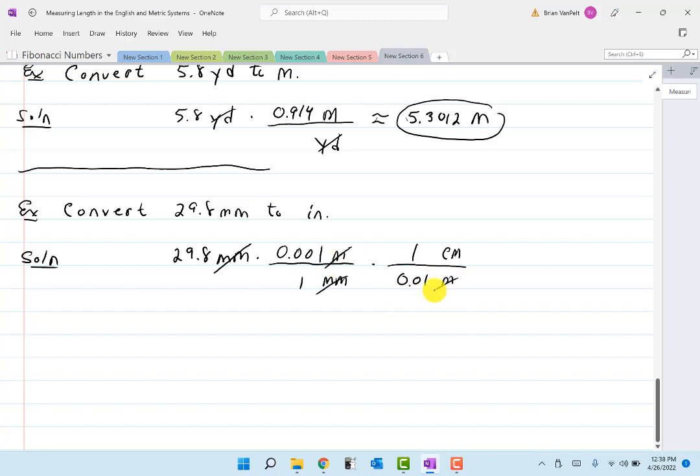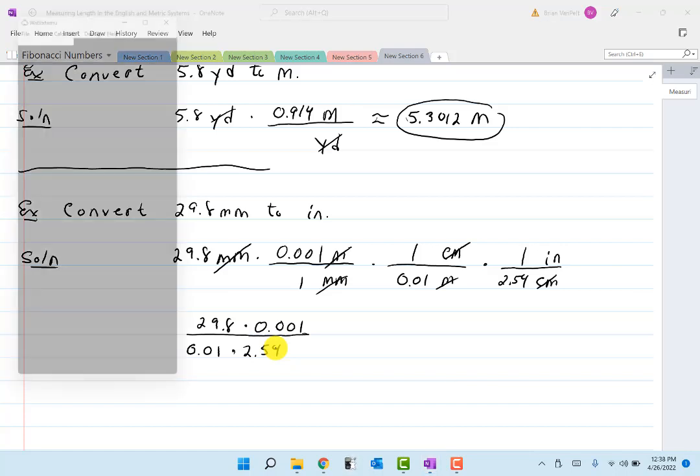And we can cancel out the meters, and now I'm at centimeters. Now I can make the connection between centimeters and inches. So I'll want centimeters in the denominator and inches in the top. 1 inch was equal to 2.54 centimeters. So cancel out these centimeters. If you look, I am in inches. Now let me write down what I have left. 29.8 times 0.001. That's all that was in the numerator. And in the denominator, I have 0.01 times 2.54.